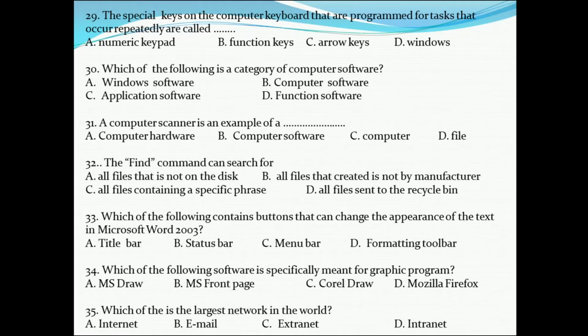Question 35. Which of the following is the largest network in the world? A. Internet. B. Email. C. Extranet. And D. Intranet. Again, A. Internet. B. Email. C. Extranet. Then D. Intranet.